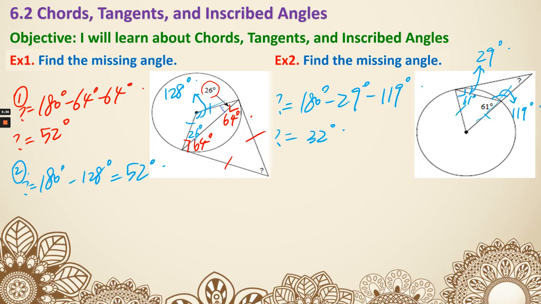Here's a different method. Since we already know these two are both 61 degrees, that leaves the central angle to be 180 minus 122, which is 58 degrees. If that is 58 degrees, we already know this is 90 degrees. We can look at this triangle. Question mark is going to be 180, or we can actually directly use 90 minus the 58, which is also 32 degrees. That is example 2.